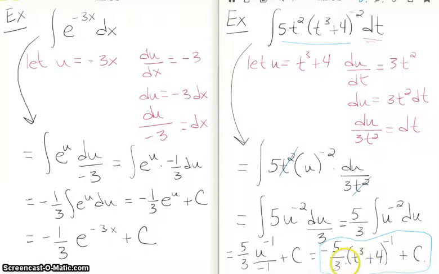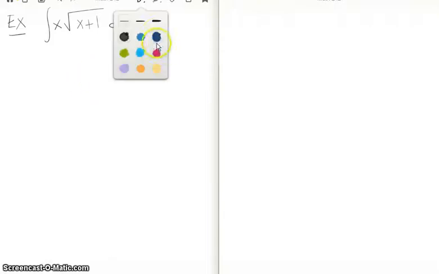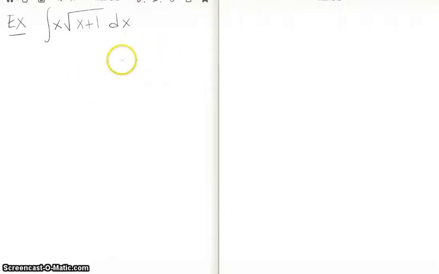Okay, so let's see. I think we have enough time to do one more example. And this one's a little bit different. It requires us to do something a little bit sneaky. But let's try it. So we're doing the antiderivative of x square root of x plus 1. And remember, one of my suggestions for you of where to possibly choose your u is inside of a radical. So let's give that a shot and see what happens.